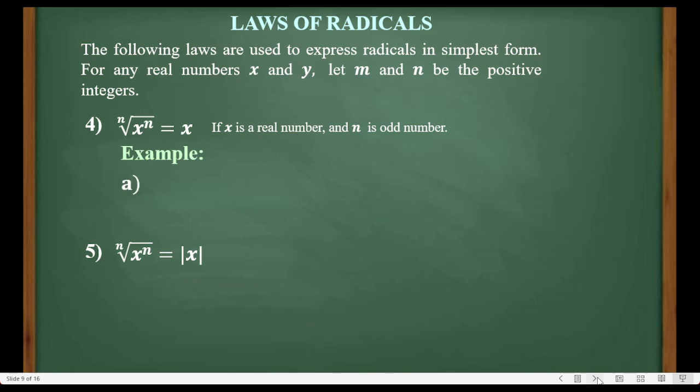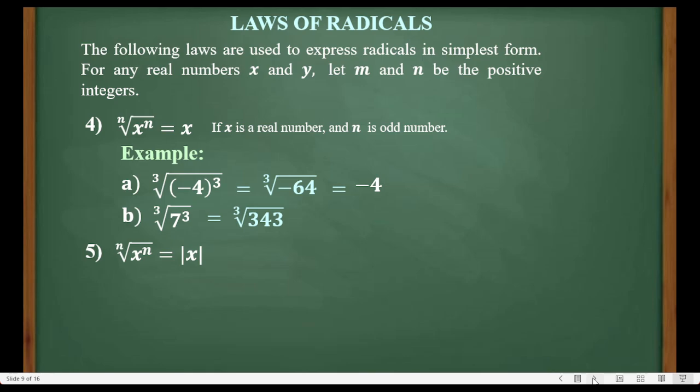So, let's just say for letter A example under number 4, the cube root of quantity negative 4 cubed. Of course, you evaluate the radicand, quantity negative 4 cubed, that will give us negative 64. And the cube root of negative 64 will give us negative 4. Now for letter B, the cube root of 7 cubed, that will give us the cube root of 343, which is equal to 7.